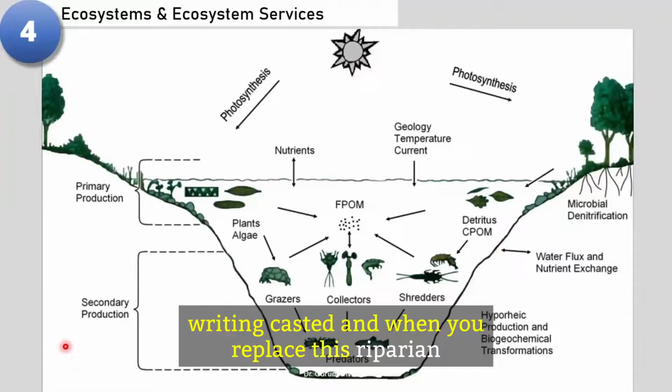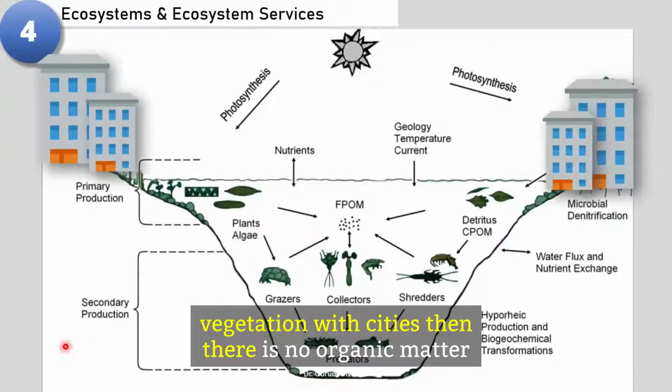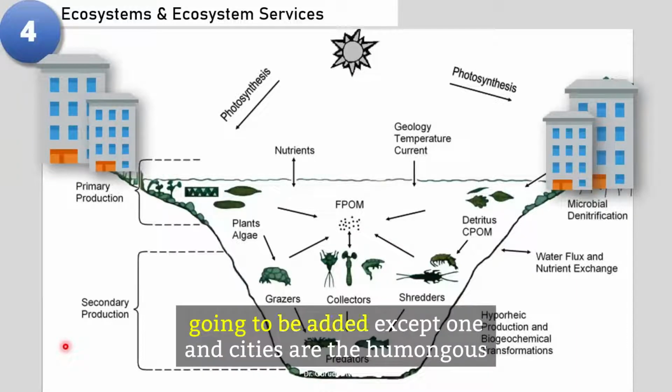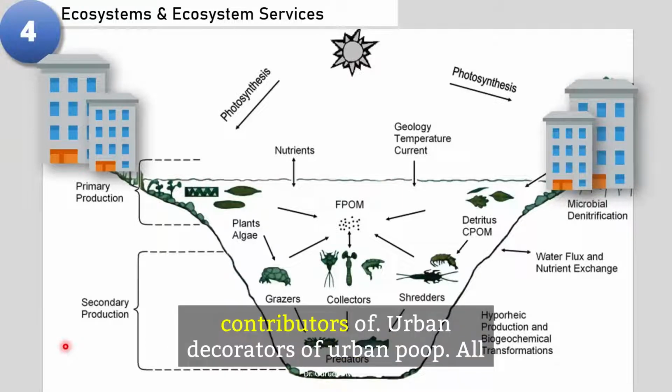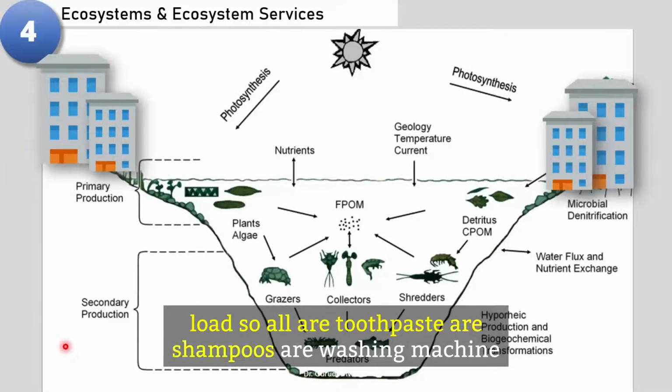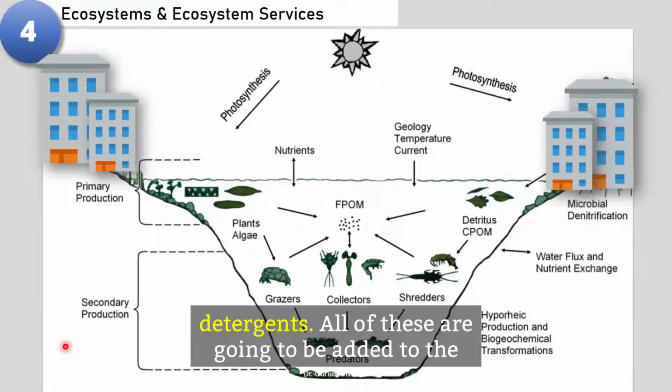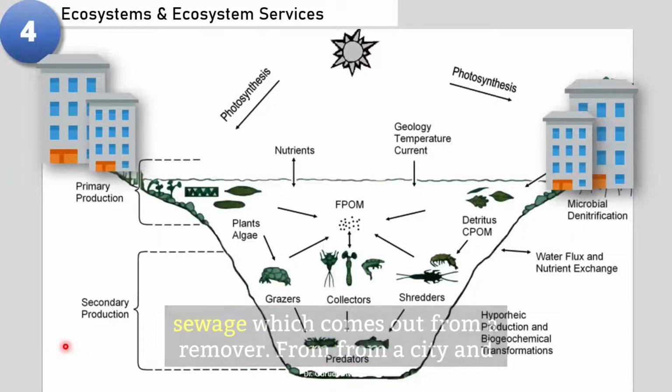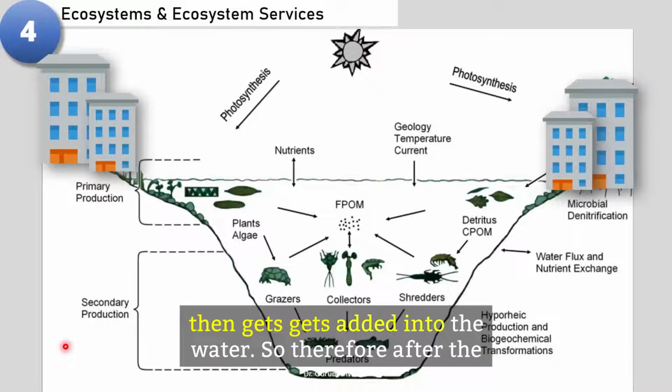And when you replace this riparian vegetation with cities, then there is no organic matter going to be added except one. And cities are the humongous contributors of urban detritus, of urban poop. All of that is getting added as sewage and a chemical load. So all our toothpaste, our shampoos, our washing machine detergents, all of this are going to be added to the sewage which comes out from a city, and then gets added into the water.